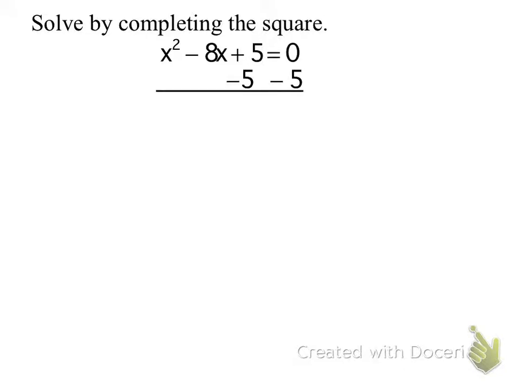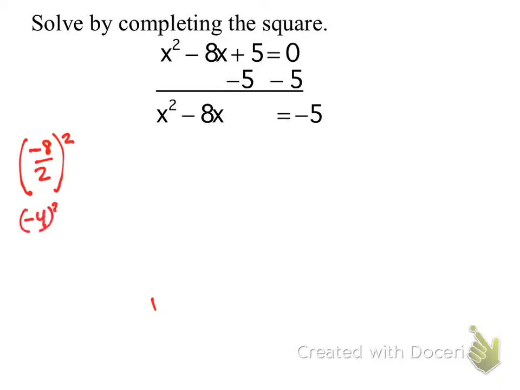Good. Okay, next step. You need to add 16. How did you get the 16? So you divide 8 by 2, which is negative 4, then you square that, which is 16. And then you add it to both sides. Okay, hold on. Plus 16, plus 16.